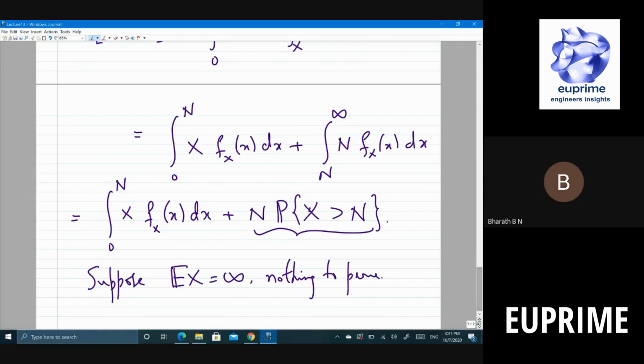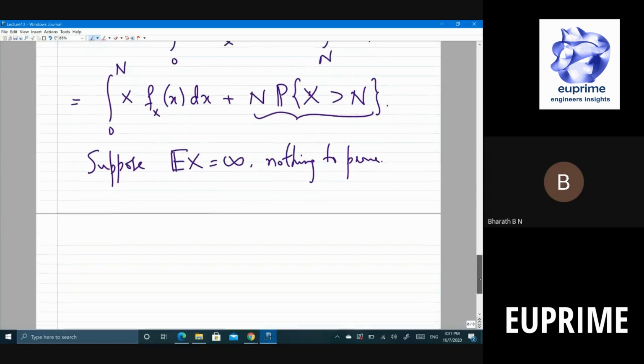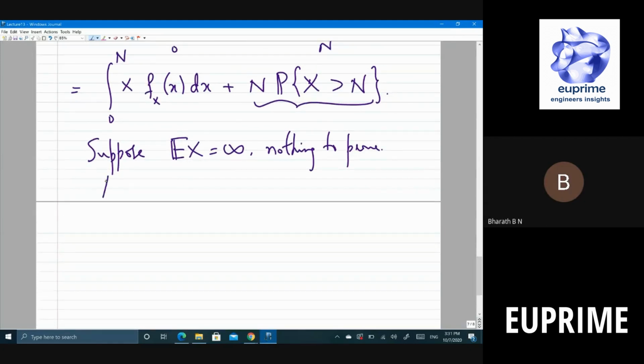Right? On the other hand, because it goes to infinity, there is nothing to prove. On the other hand, if not, we'll assume the expected value of x to be less than infinity. Okay. Now let's see what happens if the expected value of x is less than infinity. As n goes to infinity, the left hand side is equal to the expected value of x, provided this goes to 0, right?